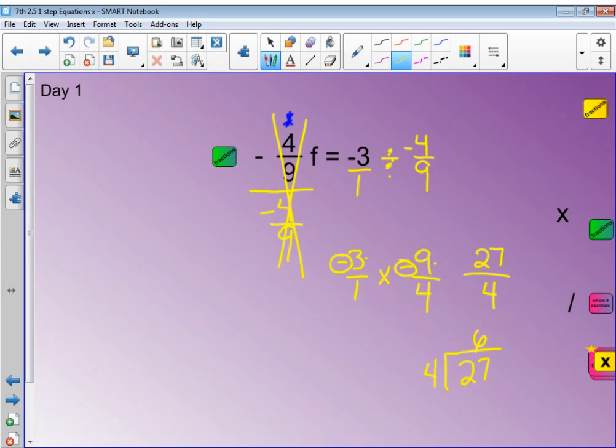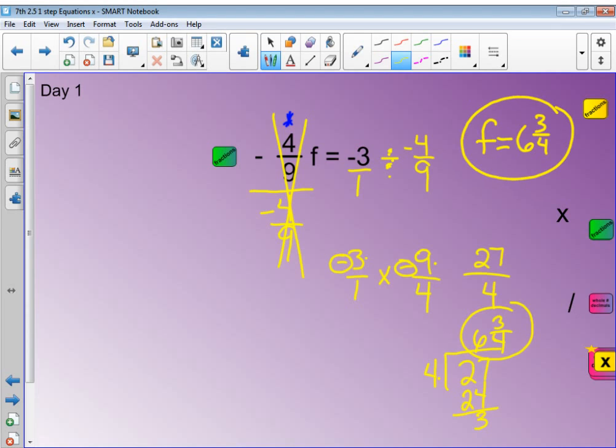6 times 4 is 24. I have 3 left over, so that's my top number, over what I divided by of 4. So final answer is 6 3/4. So F equals 6 3/4. And it was positive because there were 2 negatives. Okay, so let's try another one.